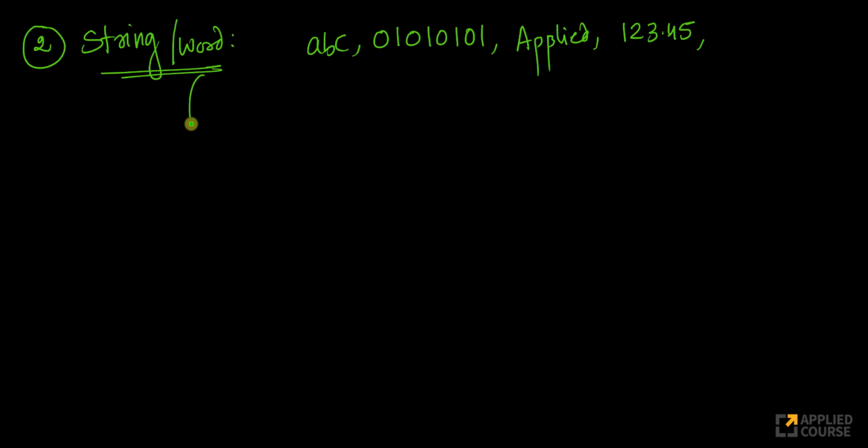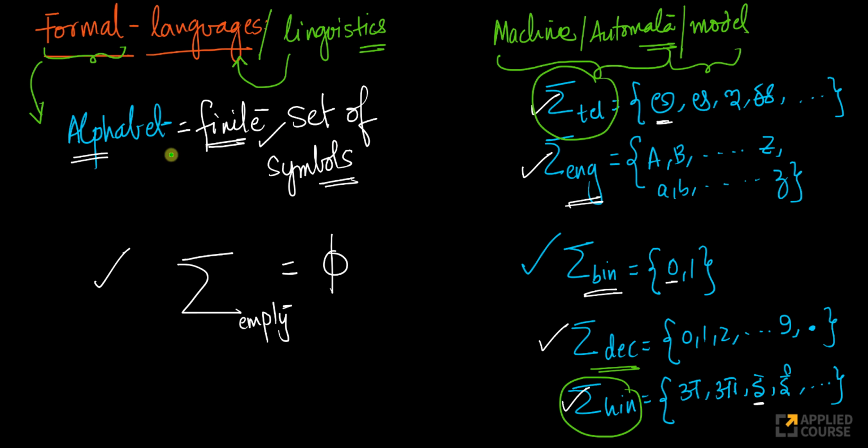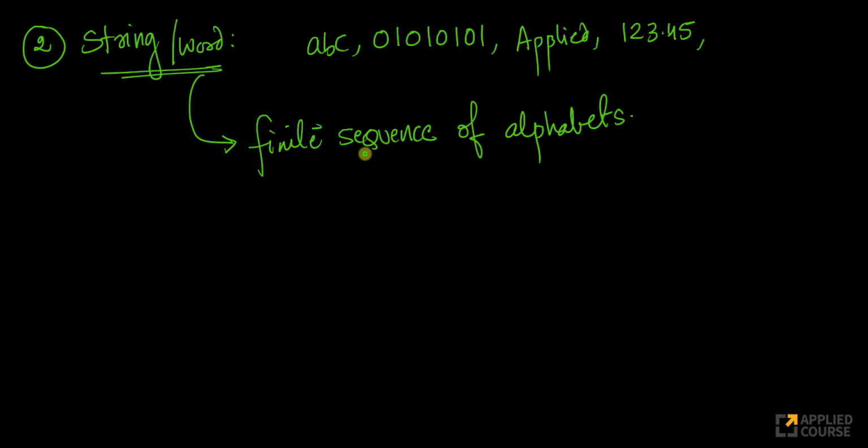Now, what is a string or a word? Formally speaking, it's a finite sequence. We saw what a sequence is in the previous video. So a string or a word is a finite sequence of alphabets. We saw what an alphabet is. An alphabet is basically a finite set of symbols. That's all. A string is a finite sequence of alphabets. It has to be finite. It can't be infinite. That's very, very important, right?